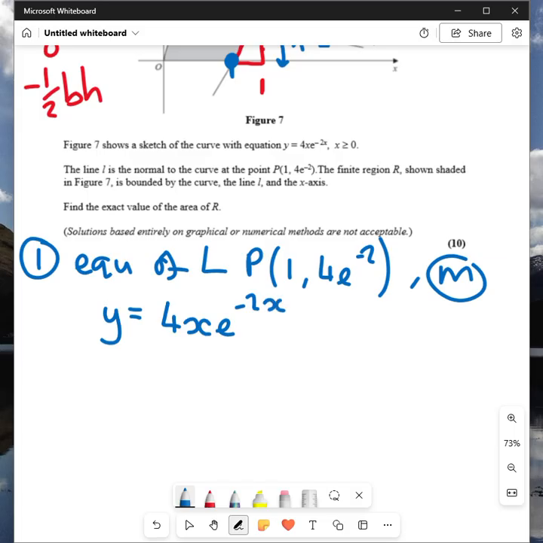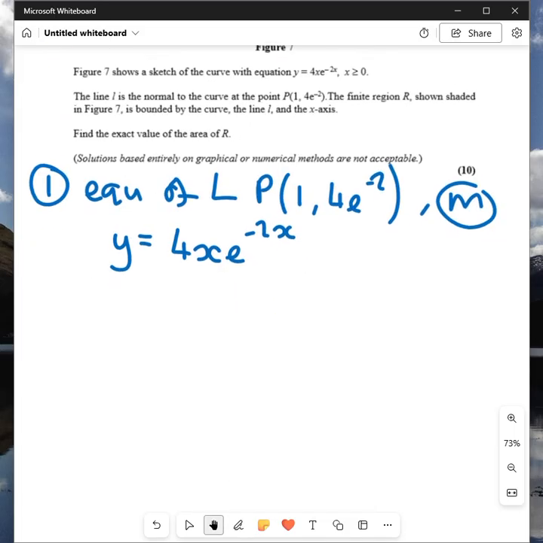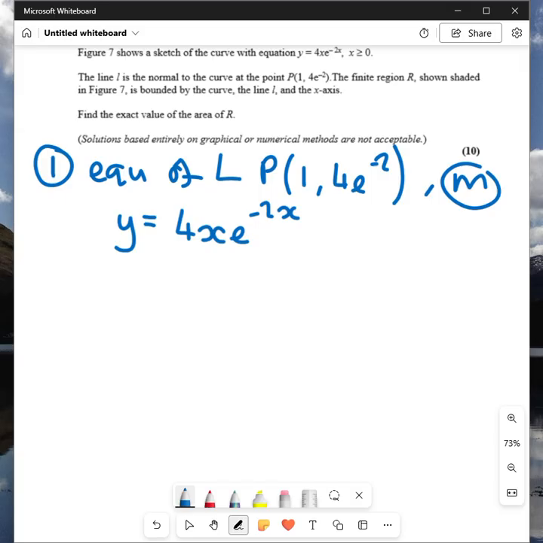So I need to use product rule because I've got two functions multiplied together there. For product rule, I like to start by writing out what u and v are and what the derivatives of those are. So I'll put the left one as u and the right one as v. For product rule, it doesn't matter which one's which. For quotient, it does matter. Product, it doesn't. So differentiate 4x is 4.